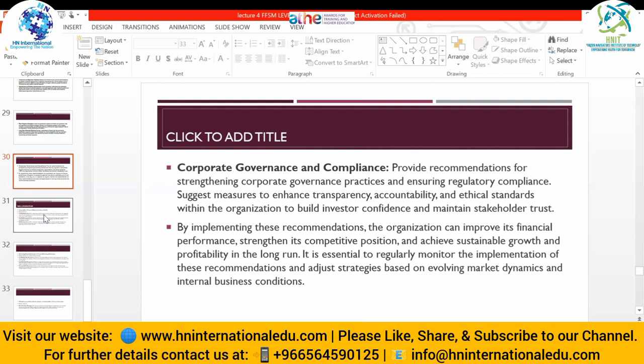Now, by implementing these recommendations, the organization can improve its financial performance, strengthen its competitive position, and achieve sustainable growth and profitability in the long run. It is essential to regularly monitor the implementation of these recommendations and adjust the strategies based on evolving market dynamics and internal business conditions. It is not necessary we are going to stick to only one strategy or one compliance authority. We can change it over a period of time.